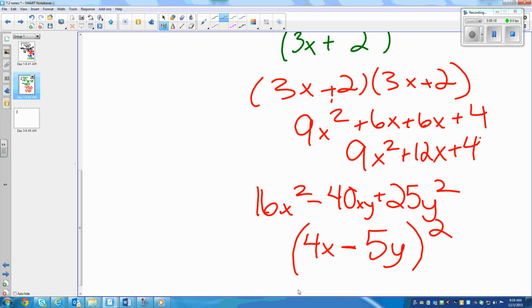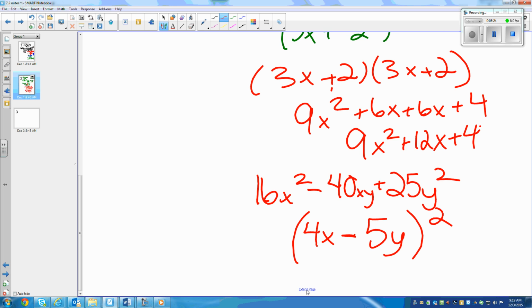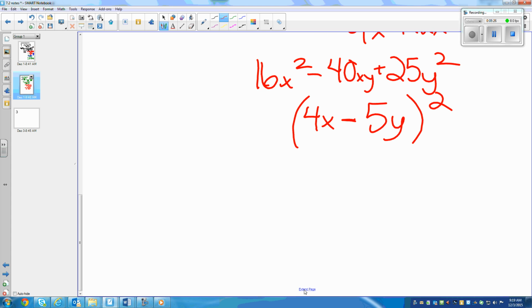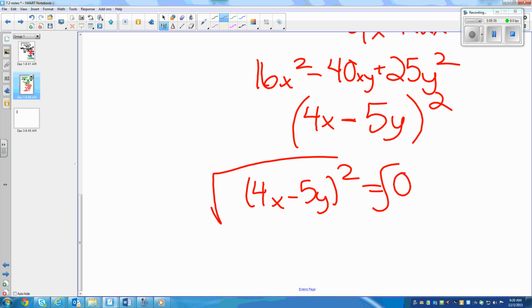Set y to 0, right? So I'd set this whole thing to 0. Okay? So when I set this whole thing to 0, to solve for the x-intercepts, I get 4x minus 5y. I could put this whole square equals 0. Take the square root. What's the square root of 0, Luke? 0, right? So we get 0 equals 4x plus 5y.